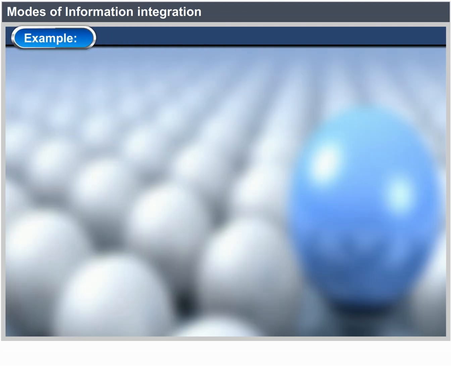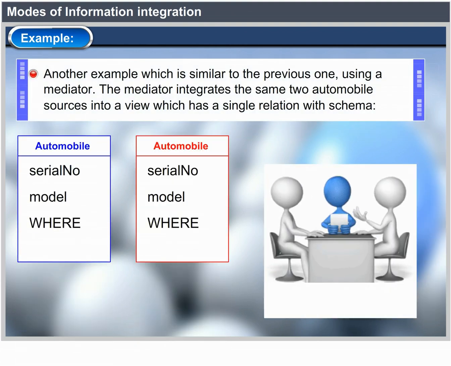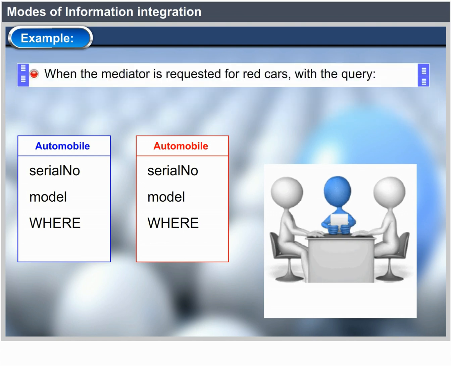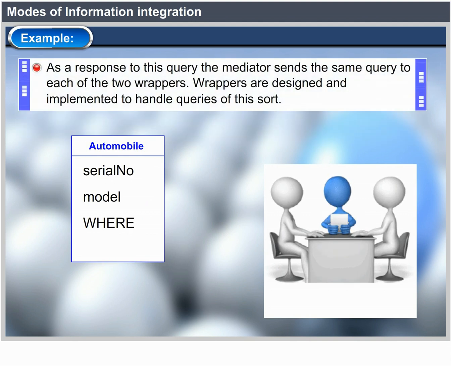Example: let us consider a scenario similar to that of the previous example, but use a mediator. That is, the mediator integrates the same two automobile sources into a view that is a single relation with the schema. Suppose the user asks the mediator about red cars with the query. The mediator, in response to this user query, can forward the same query to each of the two wrappers.